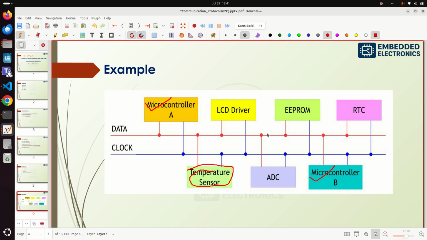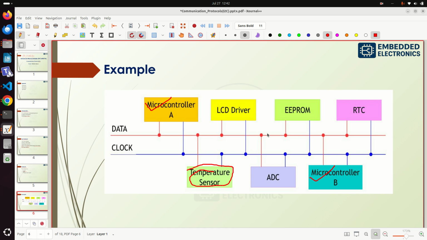Then what will happen when they see that address? All the devices in the network are able to look into the data. Whatever is being transmitted by microcontroller A, all the devices are able to look into it. Now whichever device matches that unique address is going to send back an acknowledgement. Microcontroller A transmitted the address of the temperature sensor.